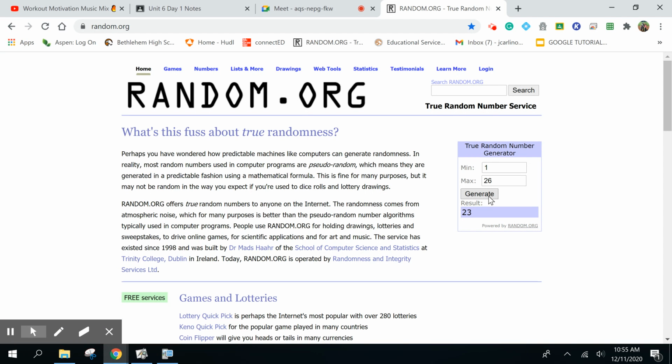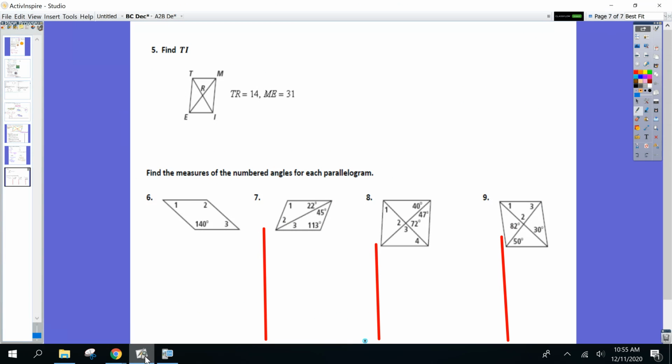Yeah, there we go. Luke, how are we getting TI? 2 times 14. How'd you know 2 times 14? Because it's the median, so R is the midpoint of TI. Okay, yep. So if this is 14, diagonals bisect, so that's 14.